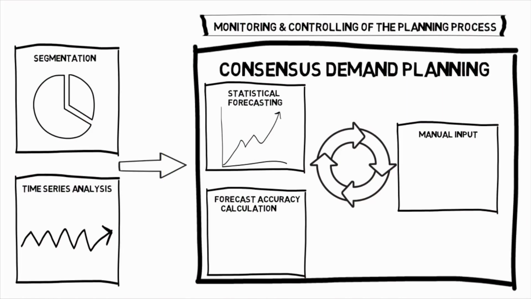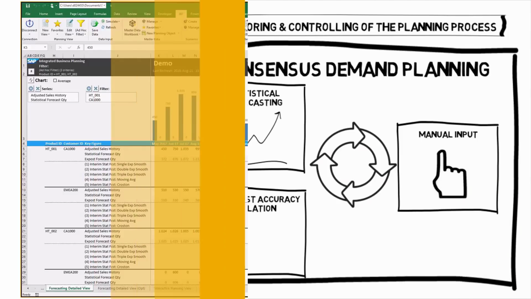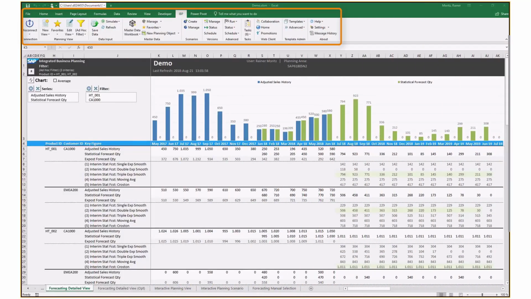As a user interface for the manual planner's input, IBP offers an add-in to Microsoft Excel so that the planners have real-time access to the IBP data directly in Excel. As the planners typically know and like to use this tool, this leads to high user acceptance as well as higher productivity.